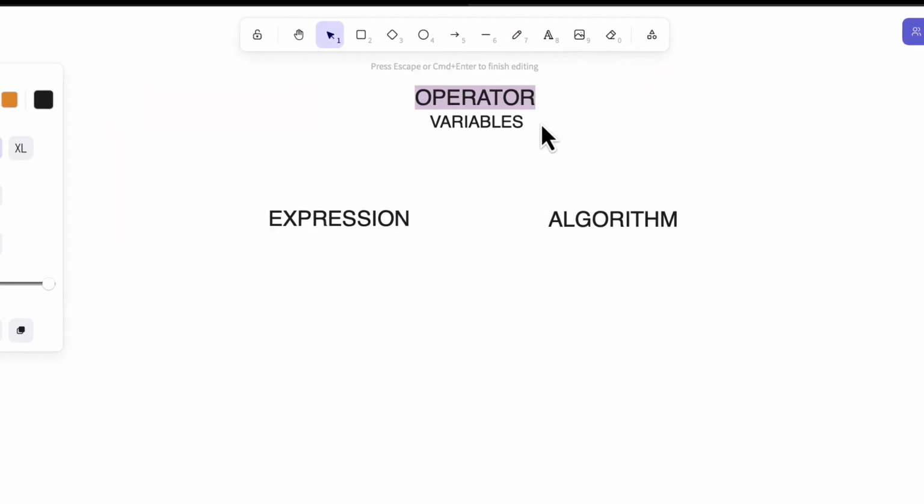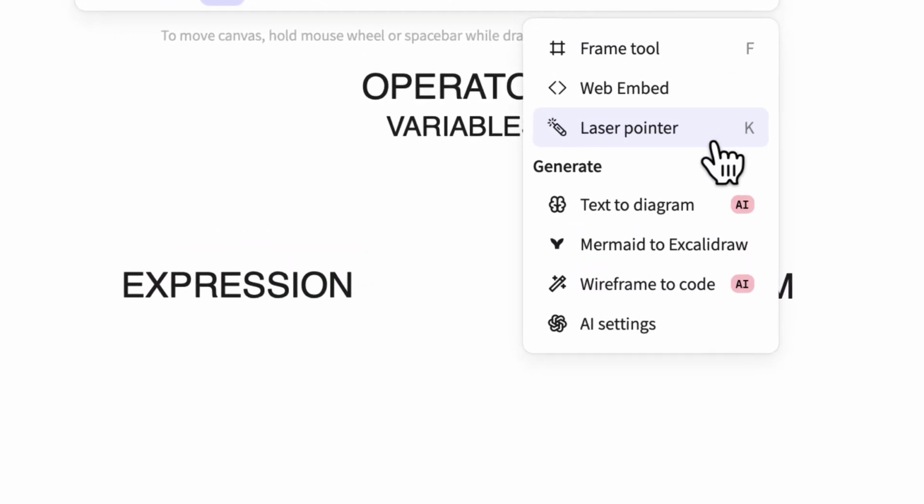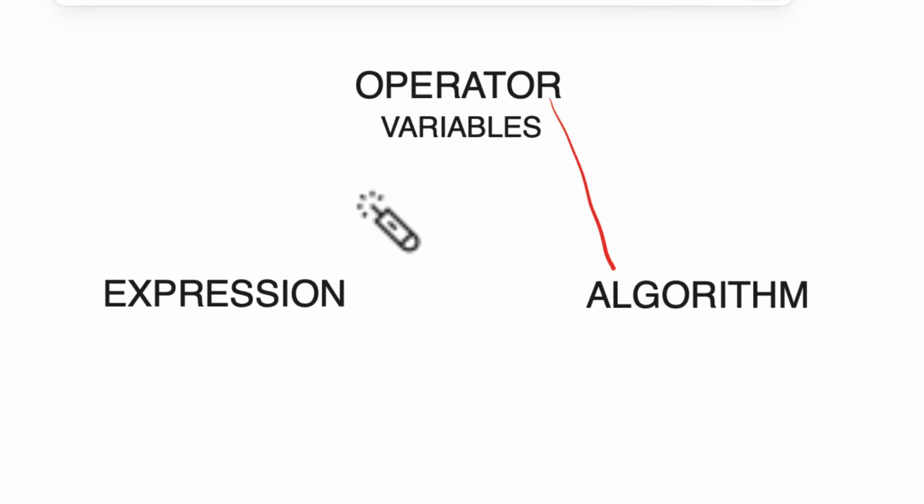Now, let's look at operators in JavaScript. We have different kinds of operators. We use these operators along with our variables and constants to create expressions. And with these expressions, we can implement logic and algorithms.